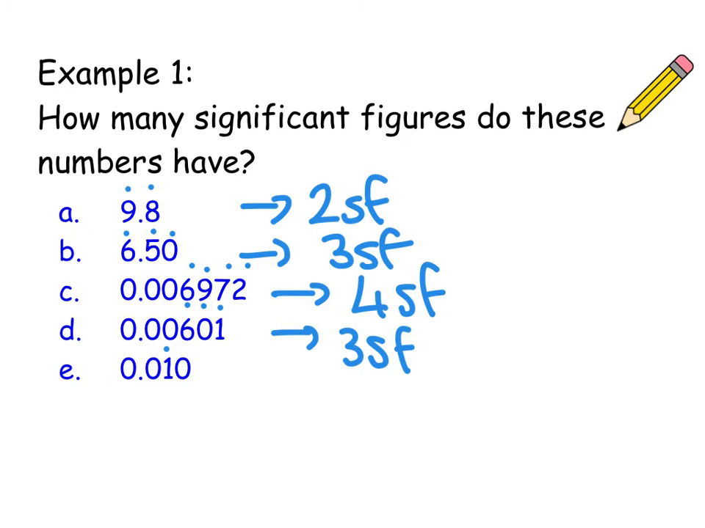The 0 at the end does count, because remember that wouldn't be there. Your calculator would knock that off. So that one has got 2 significant figures. Okay, hopefully you followed that. Let's have a look at some actual rounding examples again.